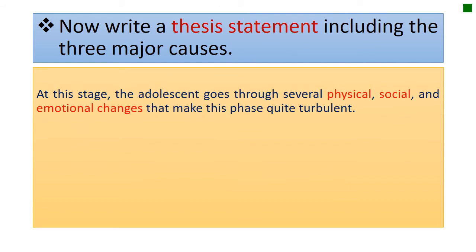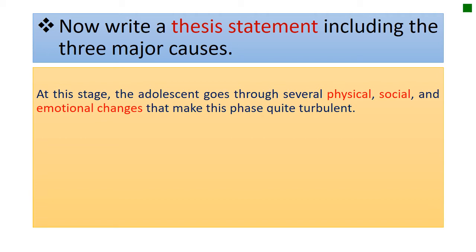Now, write your thesis. This is my advice to you on how to start writing. Write your thesis. The teacher gave you a topic. What did she ask you to write? Write a thesis, okay, including the three major causes. I talked about the three major causes: physical changes, emotional turmoil, and social pressure. Put those in the thesis.